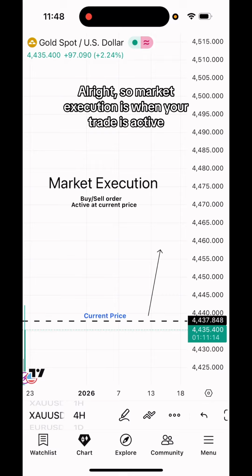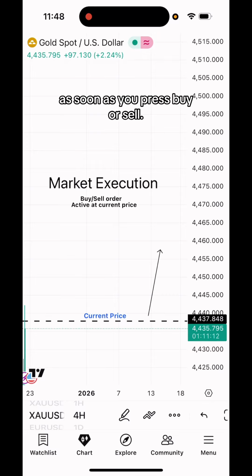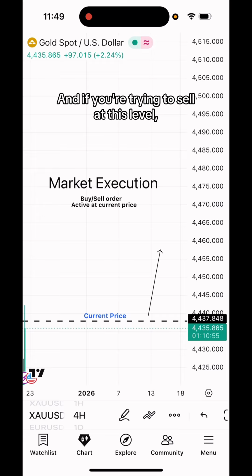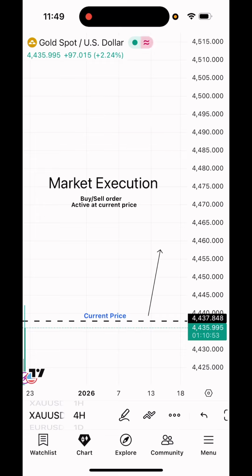All right, so market execution is when your trade is active as soon as you press buy or sell. So it's active at the current price. So let's just say price is at 4437.848. When you press buy, your trade is going to be active. And if you're trying to sell at this level, once you press sell, it's active. Now let's talk about limit orders and stop orders.